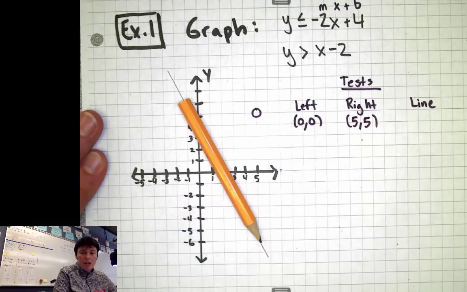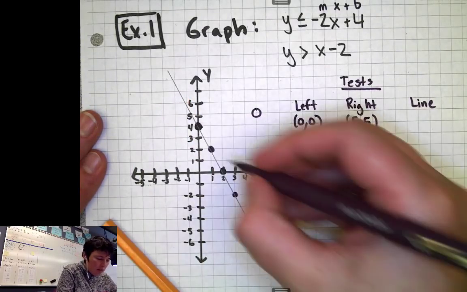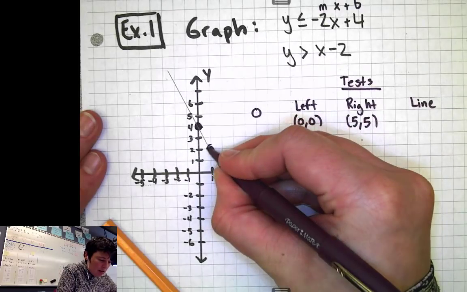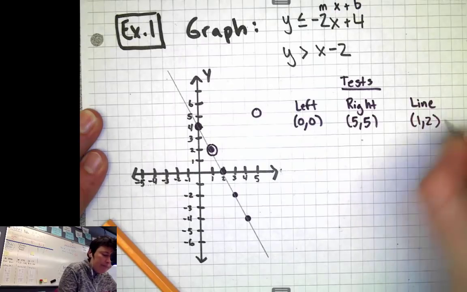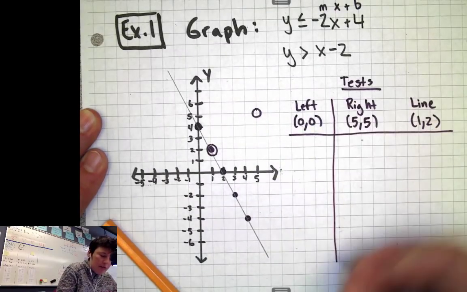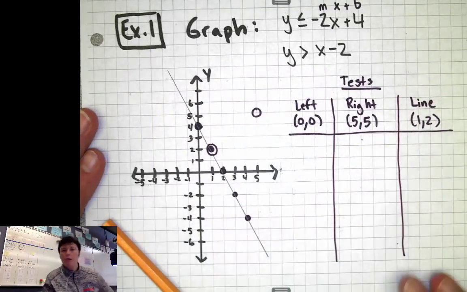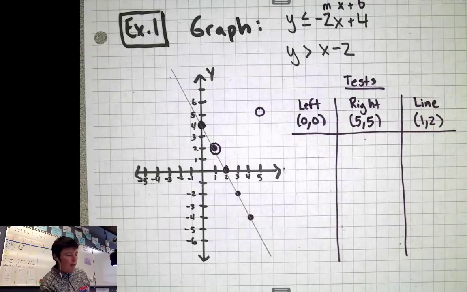And then on the line itself, so on this pencil, let's see, move the pencil. I could pick anything. So maybe, let's just test 1, 2. And then I'm going to organize my work into my 3 tests, just like this. And we'll be able to fly pretty quickly through this because in previous video lessons, we've done this before.